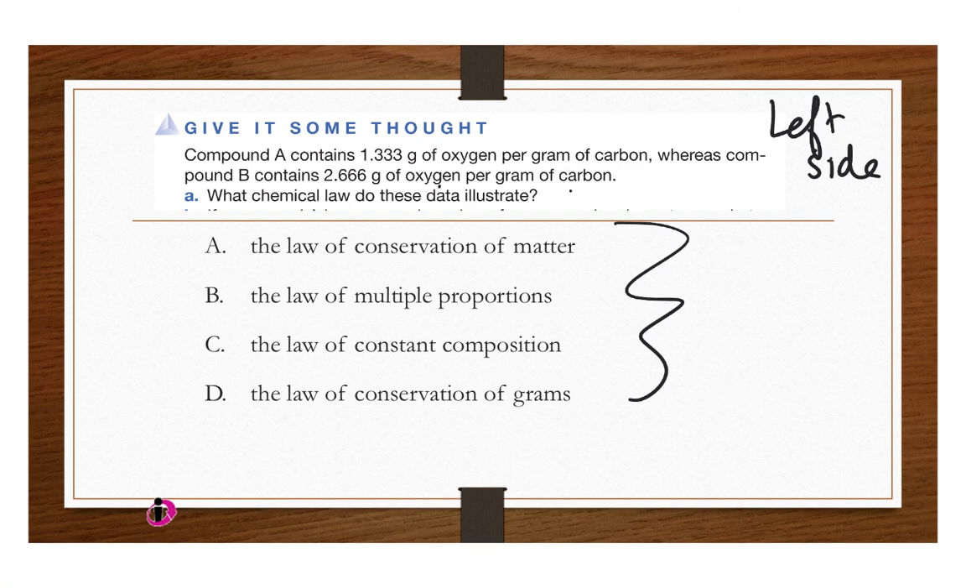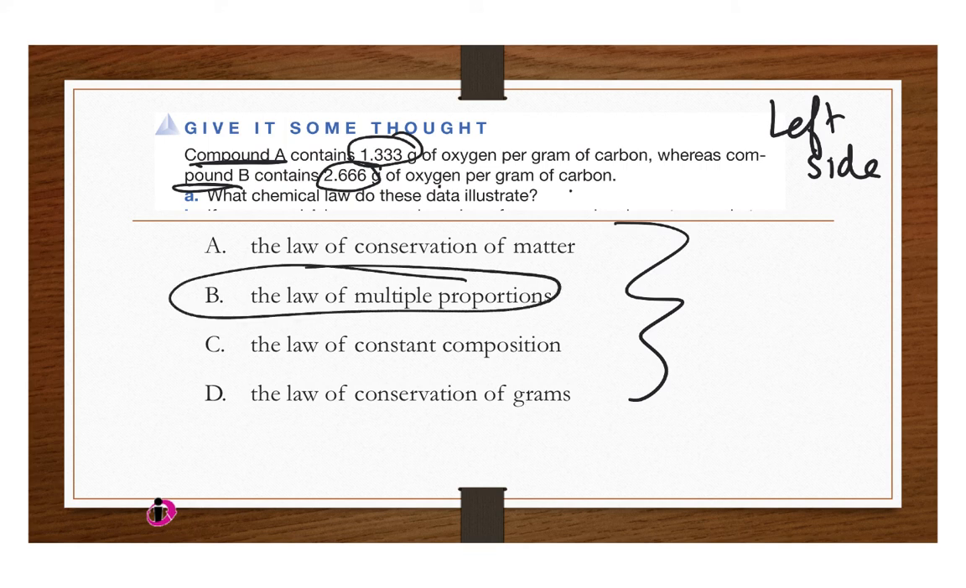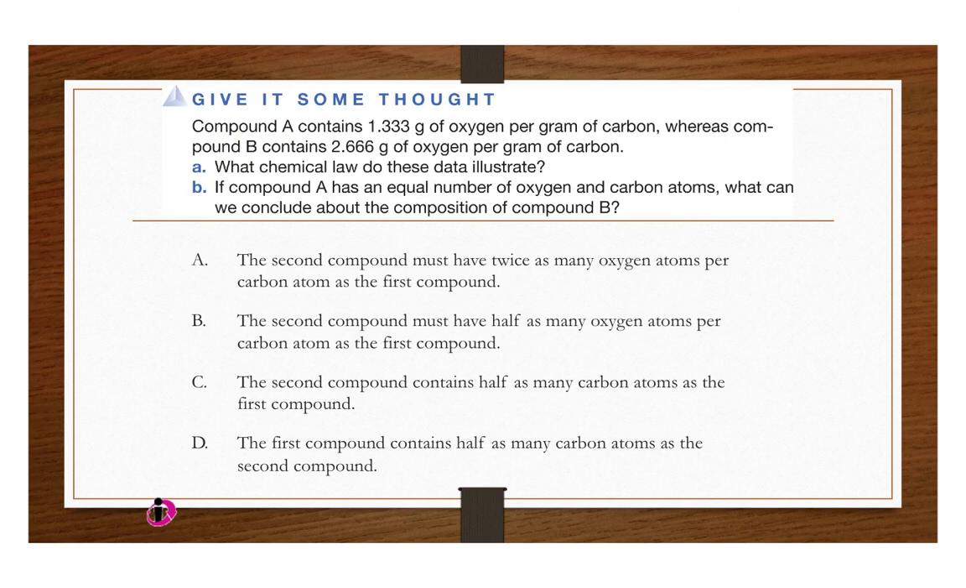All right, so the big thing here for me to recognize is we're talking about 2 different compounds, and you'll note that the oxygen is in a 2-to-1 ratio per gram of carbon. So again, multiple compounds, whole number ratios. This is the law of multiple proportions.